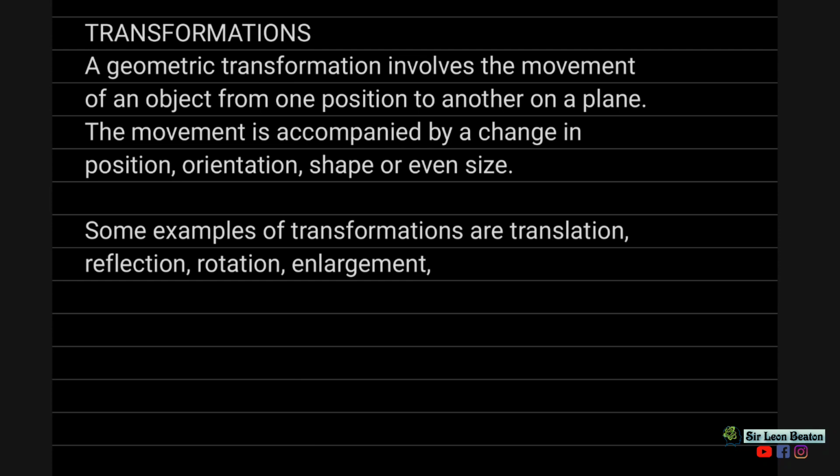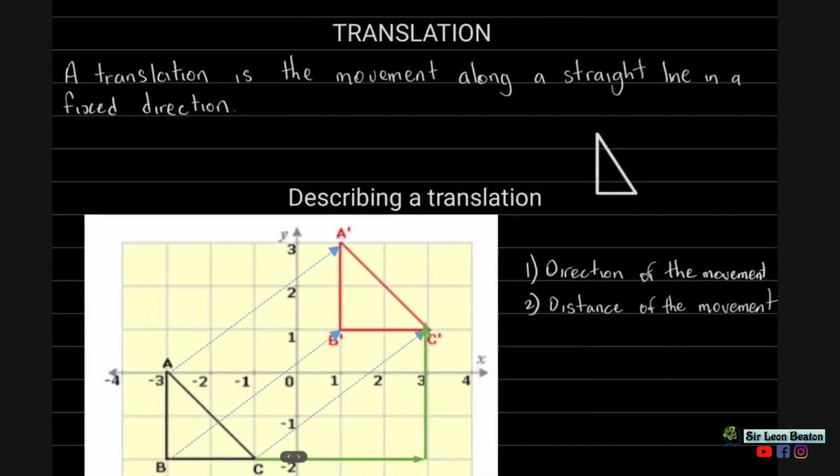Some examples of transformations that we will look at in CSEC are translation, reflection, rotation, and enlargement. There are more, but these are the few we will be focusing on. And in this video, I want to look at the first one, which is translation. Translation is the movement along a straight line in a fixed direction. It is one of the simplest of the transformations.